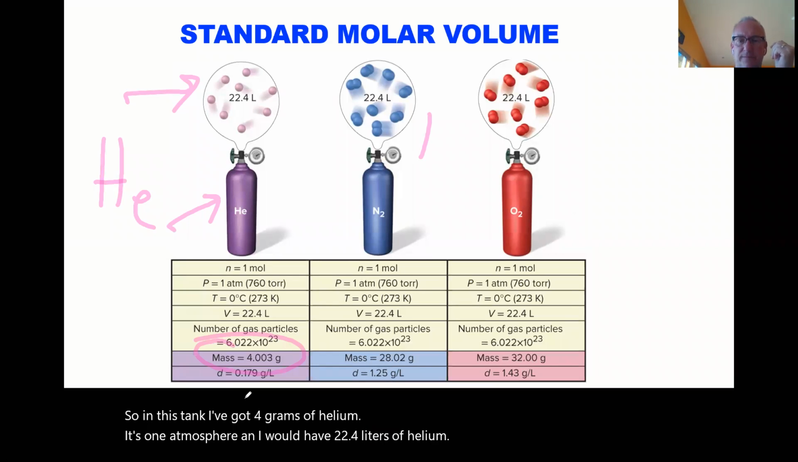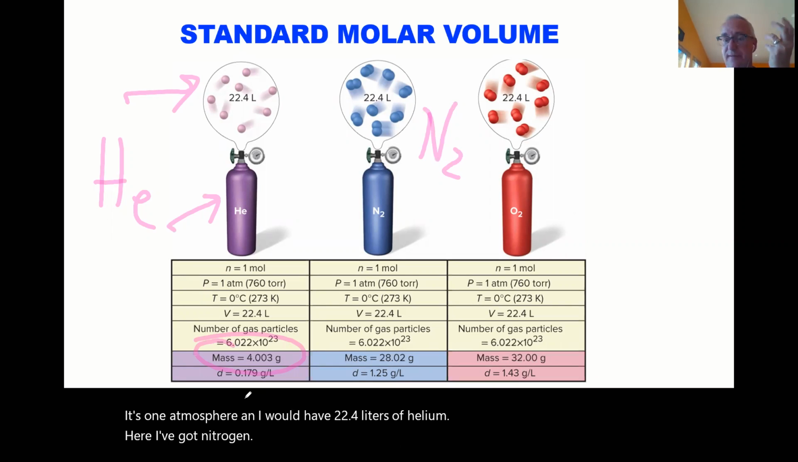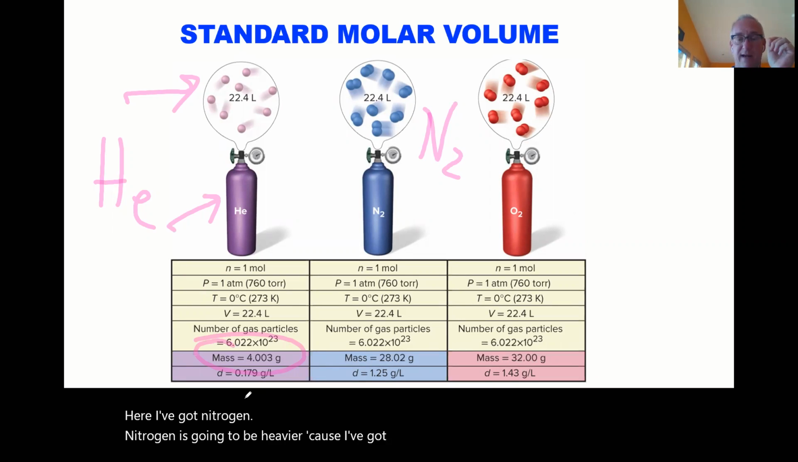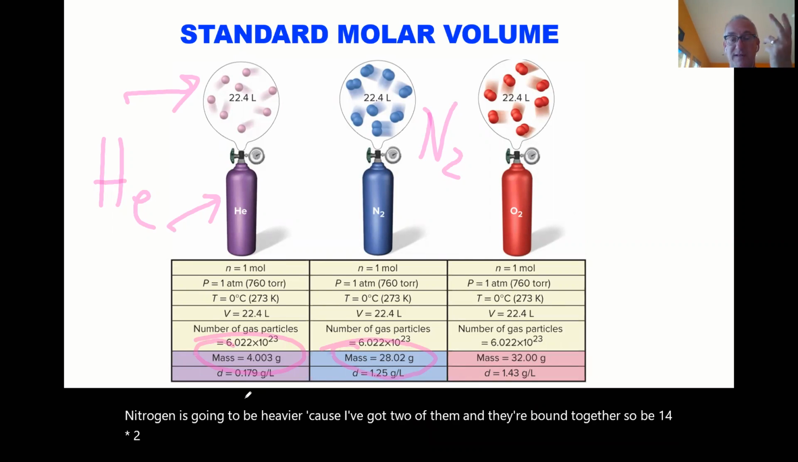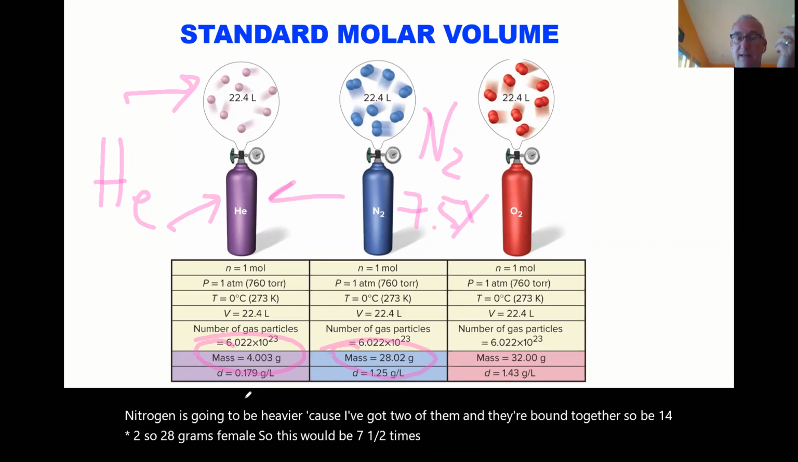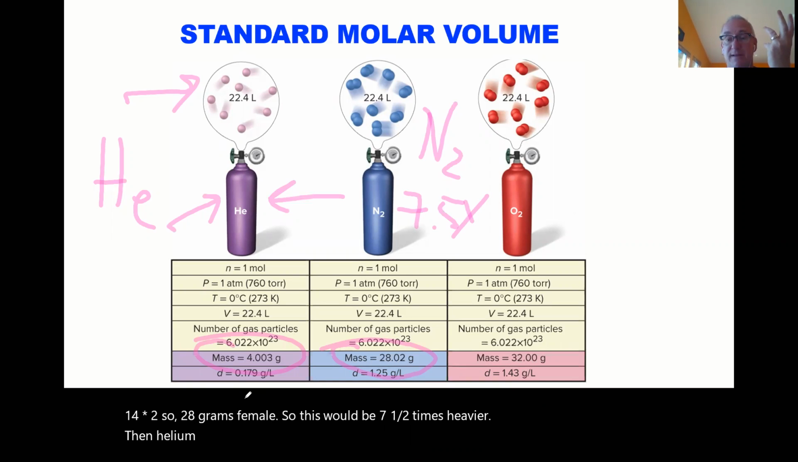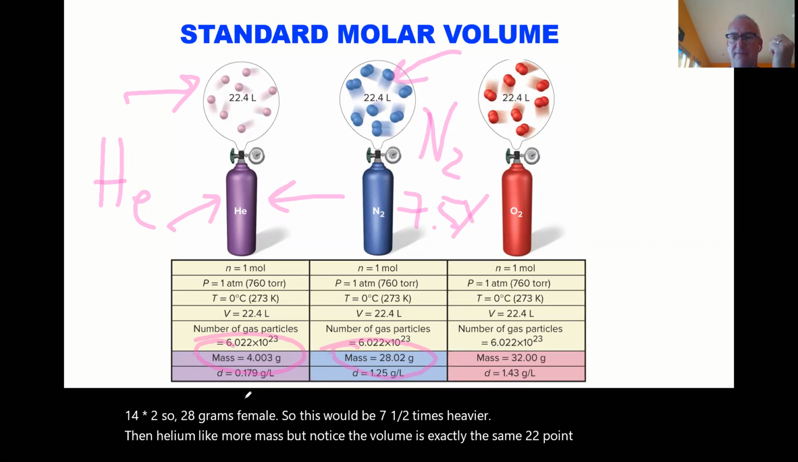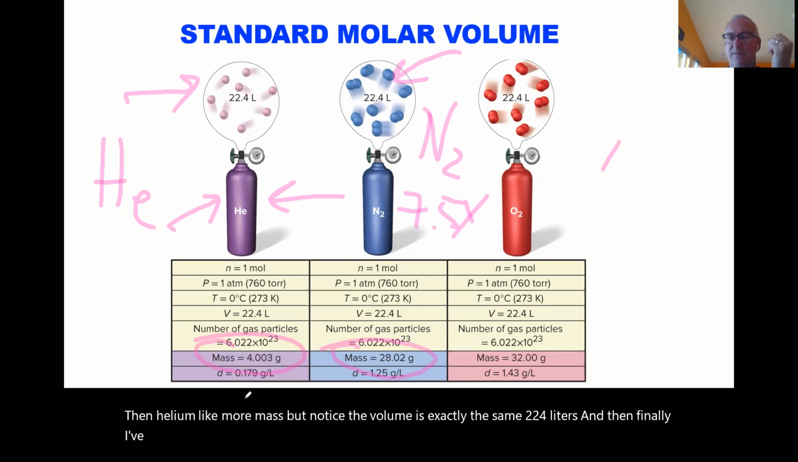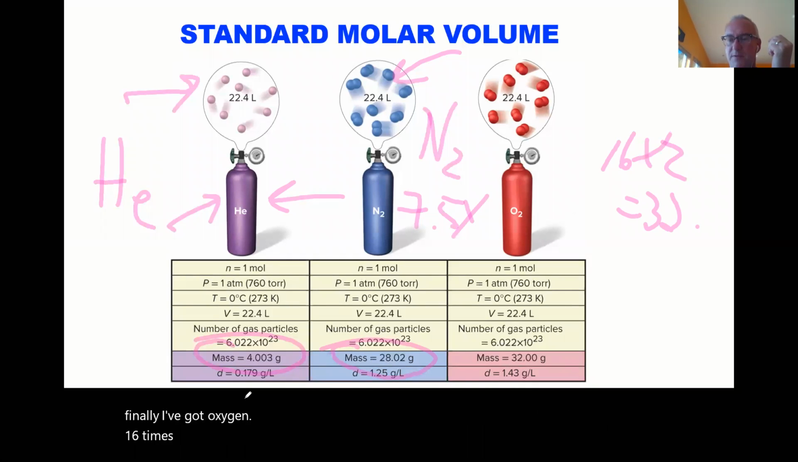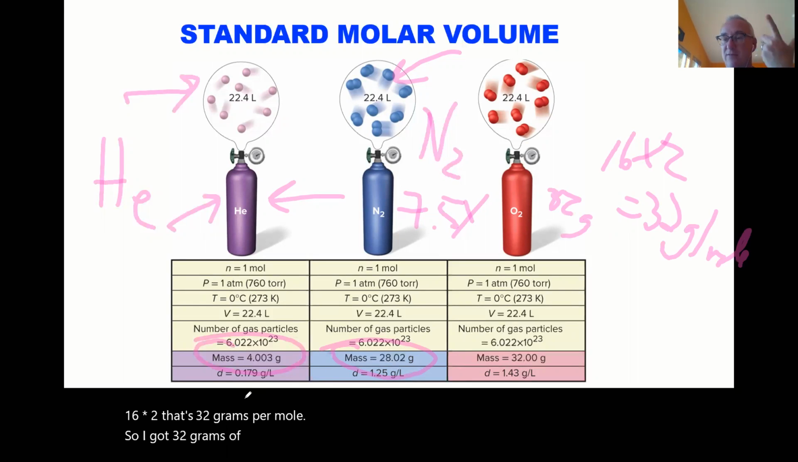Now here I've got nitrogen. Nitrogen's going to be heavier because I've got 2 atoms and they're bound together. So it'd be 14 times 2, so 28 grams per mole. So this would be 7 times heavier than helium, like more mass. But notice the volume is exactly the same, 22.4 liters. And then finally, I've got oxygen, 16 times 2, that's 32 grams per mole. So now I've got 32 grams of oxygen in there, so even more, but the volume is the same.